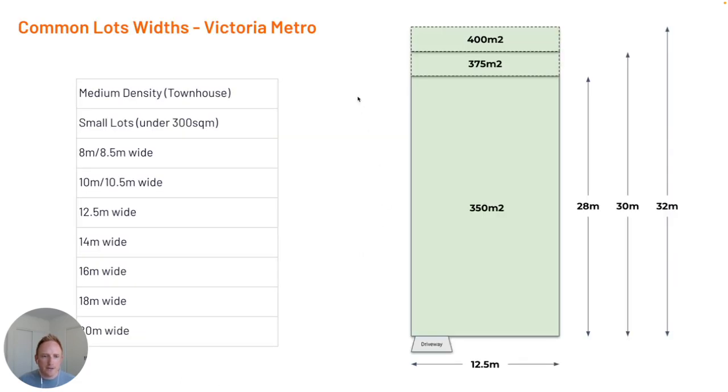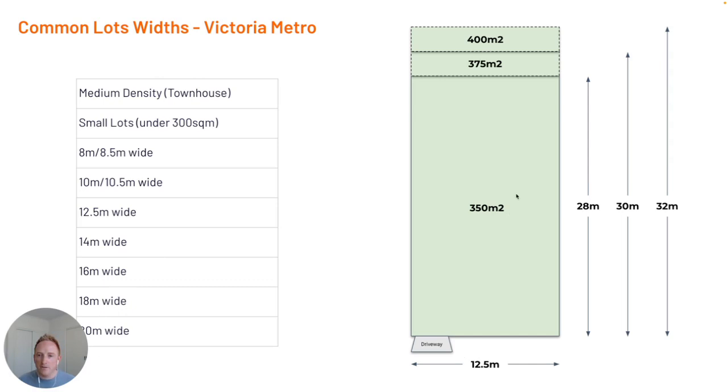The common lot widths, the way to understand this, there's obviously townhouses, so they have pretty narrow lots. Small lots, as we mentioned, under 300, are separate categories. The lot spread that's available these days is 8 to 8.5 wide, so it's more the narrow end. 10, 10.5 again. 12 is most common for the most part. 14 is pretty common. 16 becoming less common. 18 and 20 more regional based. You won't find that in metro very often at all.